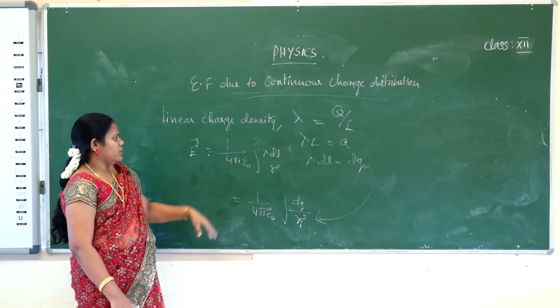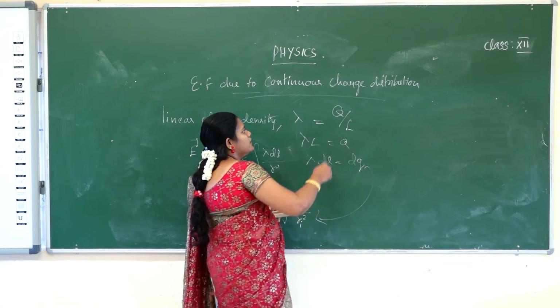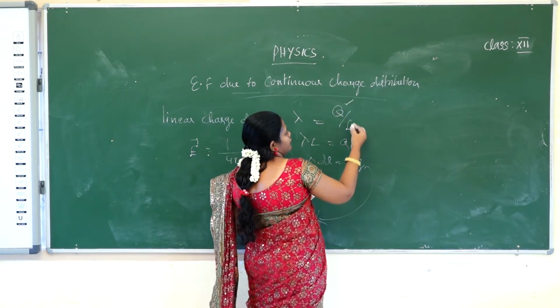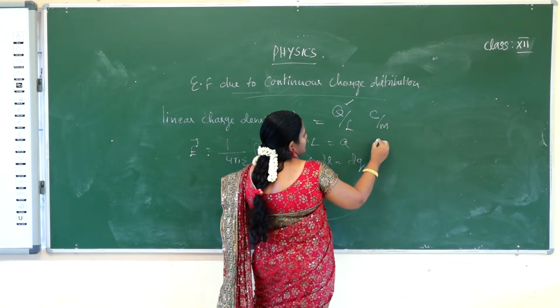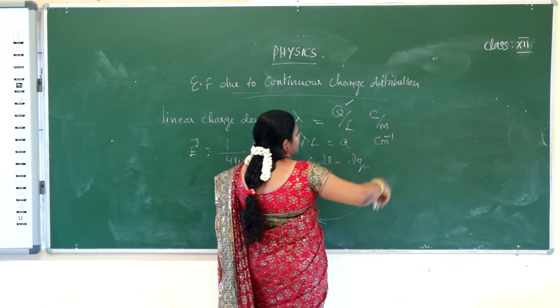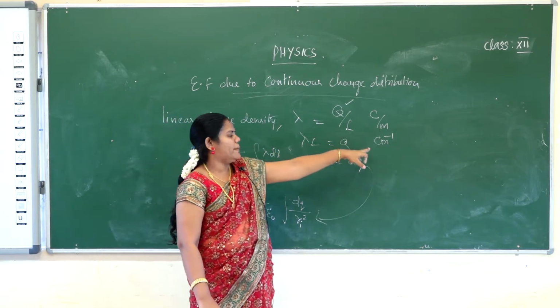Okay. Next, what is the unit of linear charge density? The unit of charge is coulomb. The unit of length is meter. So the unit of linear charge density is coulomb per meter.